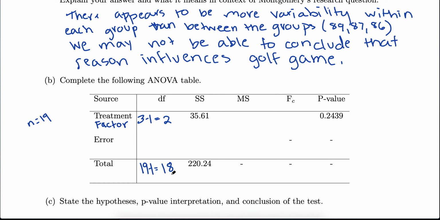Error is just what makes this addition work. So 2 plus 16 is going to give me 18, or I can think of it with the formula, total number of observations minus number of groups will give me 16.